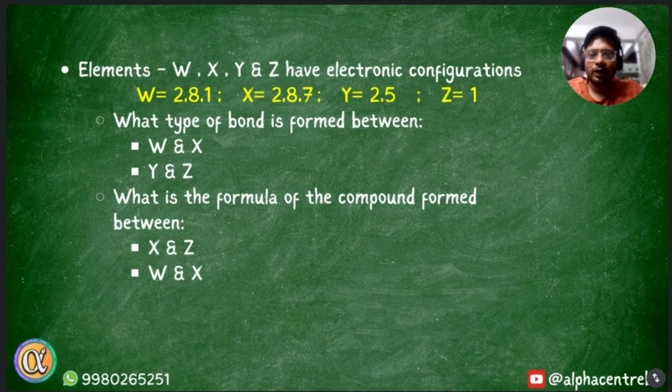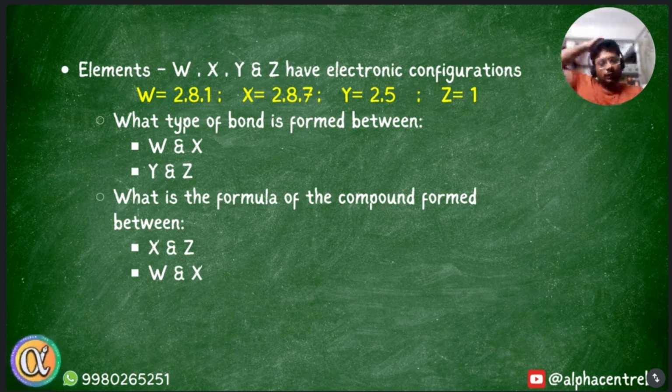W, X, Y, and Z have electronic configurations. W has 1, X has 7, Y has 5 in the outermost shell, Z has only 1. What is the type of bond formed between W and X? Electrovalent, because W gives 1 and X takes 1. And Y and Z? Z is 1, but it is not a metal, it's a non-metal, hydrogen, isn't it? And Y is 2, 5, that's nitrogen. So nitrogen and hydrogen, what's the nature of the bond?